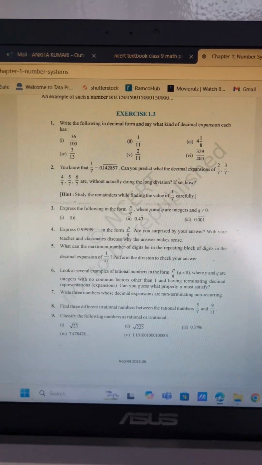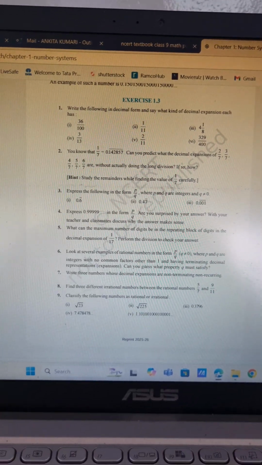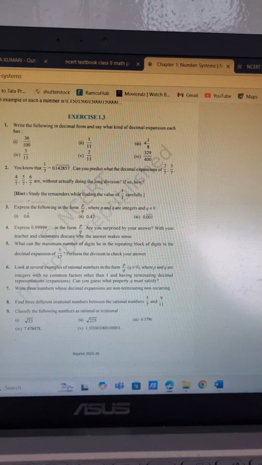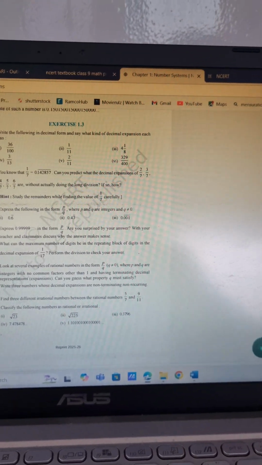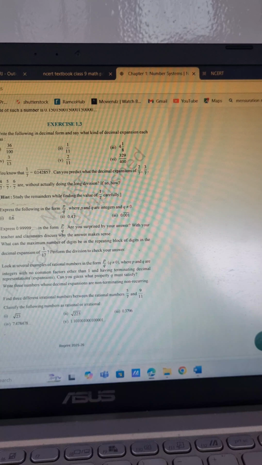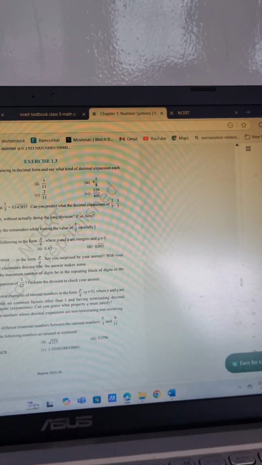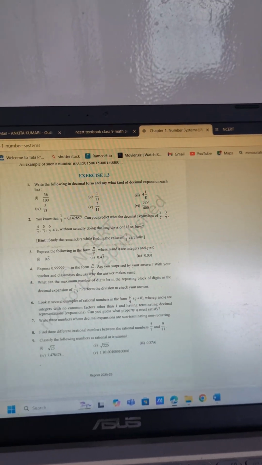Now you just go through question number 2. If you know that 1 by 7 is equal to 0.142857 bar on it, this is the value of 1 by 7. This is the second question: can you predict the decimal expansion of 2 by 7, 3 by 7, 4 by 7, 5 by 7, 6 by 7? For this, you have to find it without division.